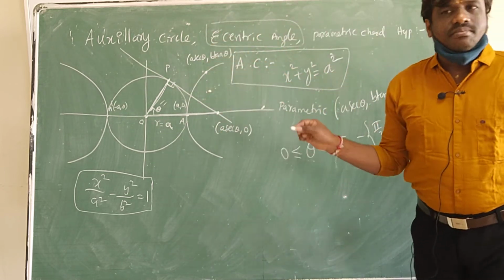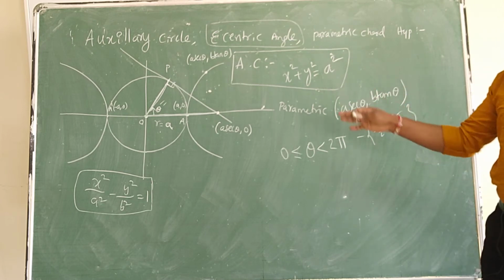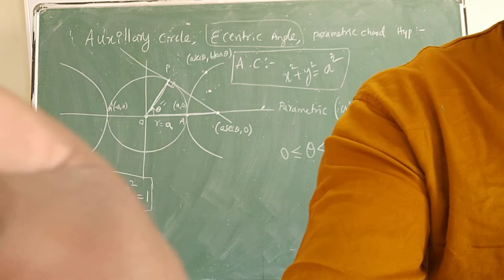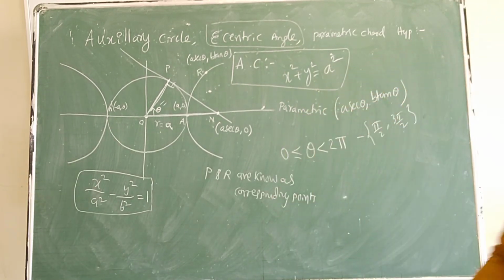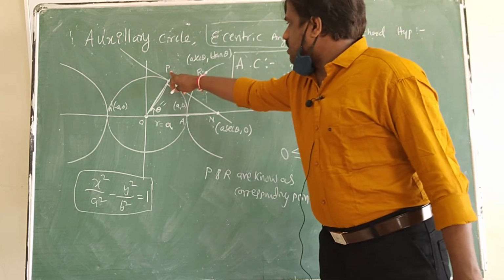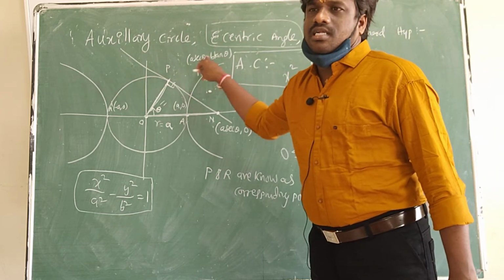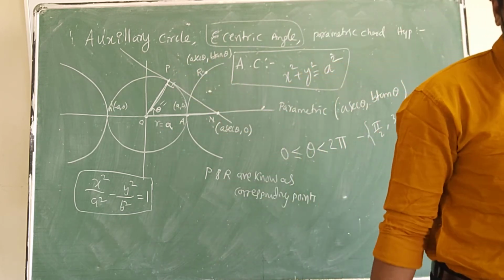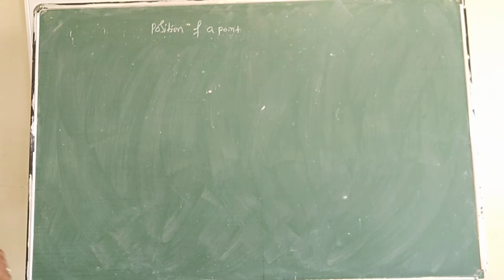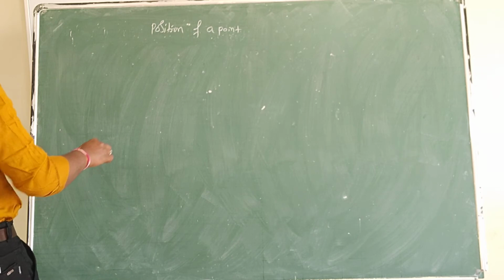Okay, is this information clear? No doubt. Here this P and R are called corresponding points, right? This P, this R are called corresponding points. Position of point in hyperbola.